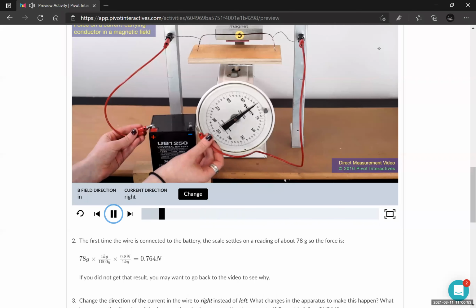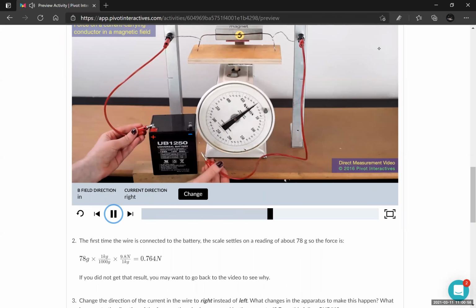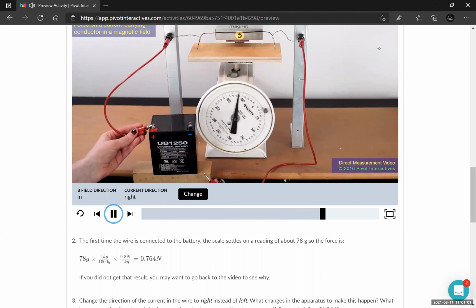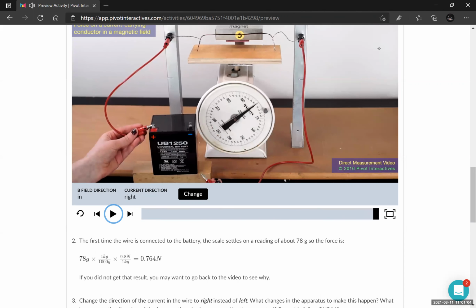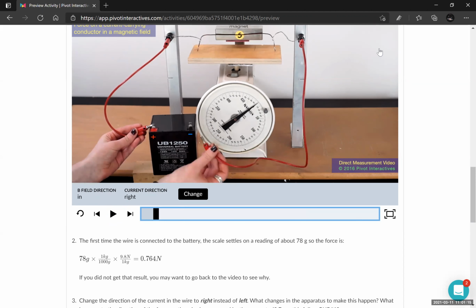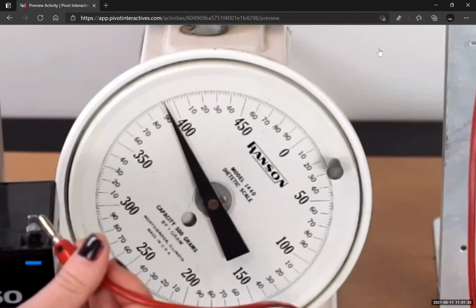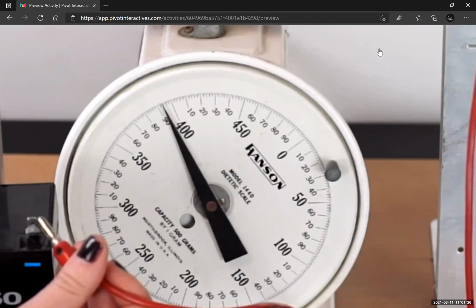Let's actually play that. There we go. You can see that as soon as you connect, there's right away a magnetic force, and the magnetic force pushes it down, and the scale is able to measure it. Going back to playing the video, starting from 0, as soon as we make a connection, it shows that there's a force. So this allows us to measure. Let's see what we get.